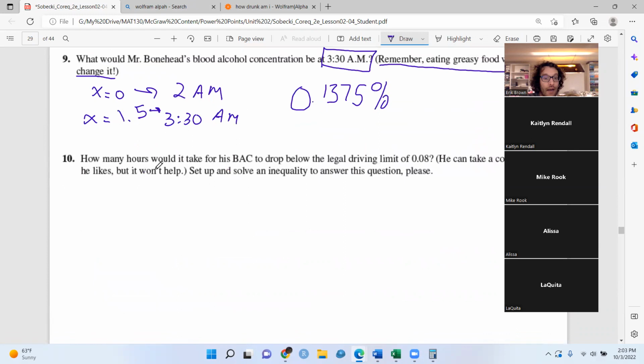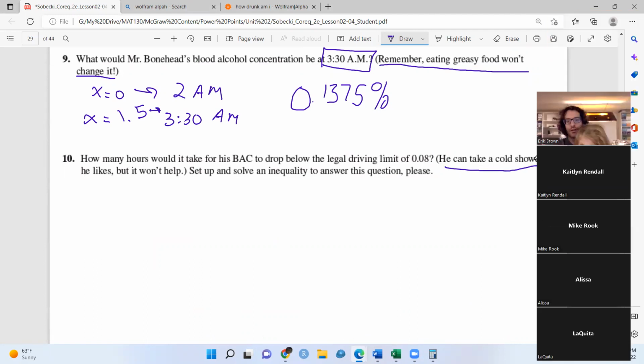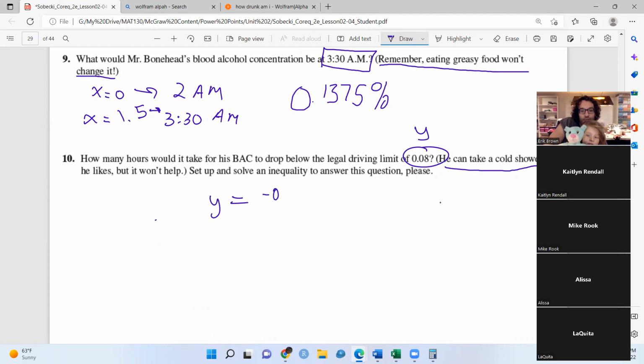And then we're asked, how many hours would it take for his BAC to drop below the legal limit of 0.08? And again, the author is trying to dispel some things that college students like to talk about, and that is cold showers will help wake you up. No. So this is a Y value. So we're going to take our equation, y equals negative 0.015x plus 0.16, and we're going to replace this Y value with that 0.08.